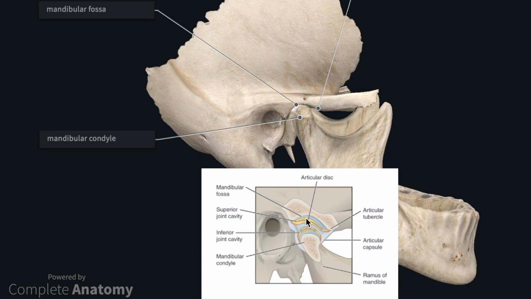Gliding movements are permitted in the upper compartment, such as protrusion and retraction, as well as side-to-side movements. In the lower compartment, rotational movements occur, such as elevation and depression. Depression of the jaw will only occur once the condyloid process has moved anteriorly within the upper compartment here. The movement is limited anteriorly by the articular tubercle, which we can see on the model. The TMJ will be dislocated if the condyloid process moves beyond the articular tubercle.